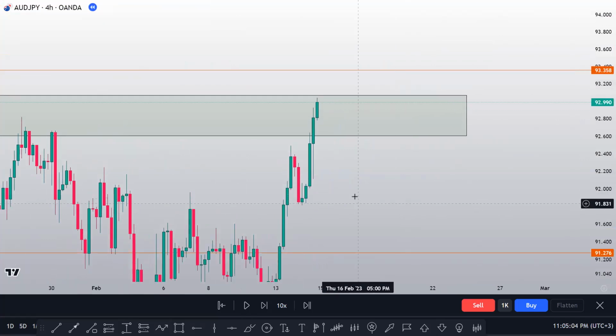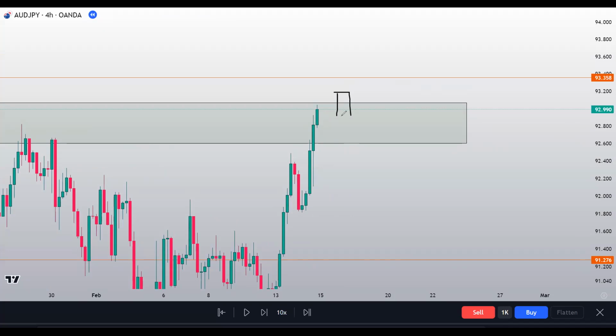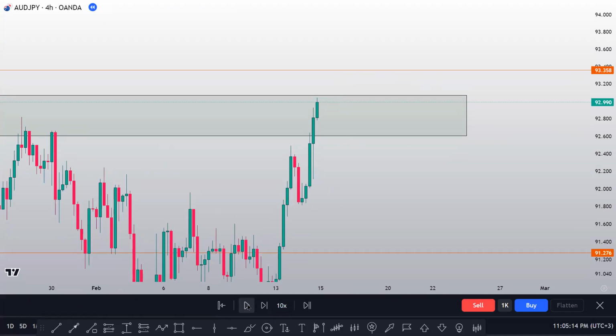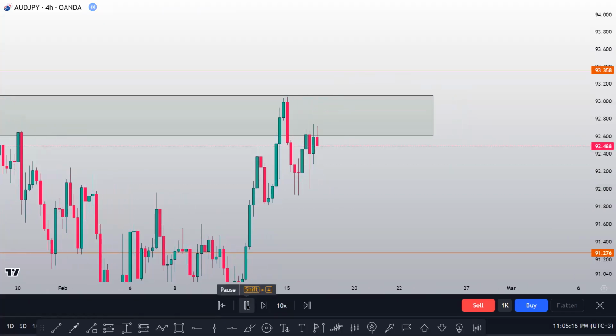But also, as long as the market doesn't close above this area, we are going to use this zone as usual. So let us try to play the price to see what happens next.